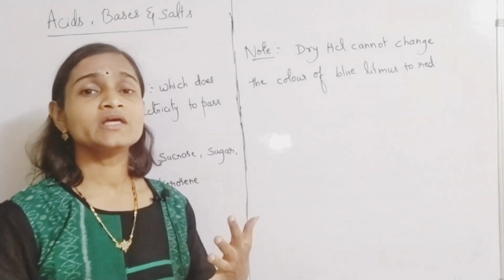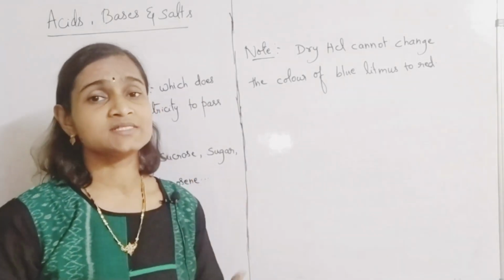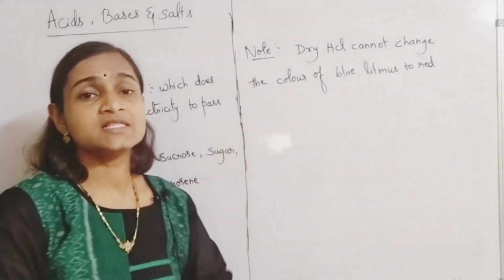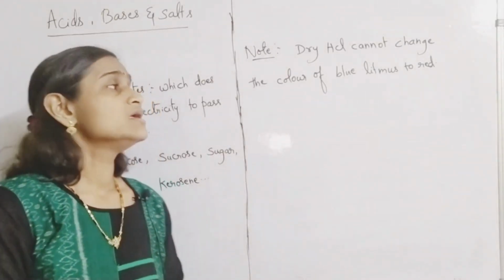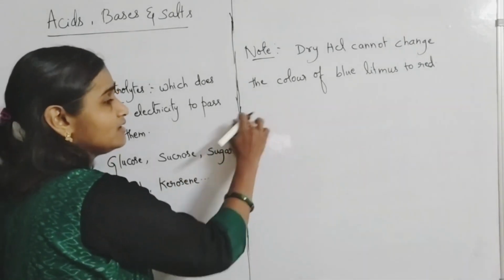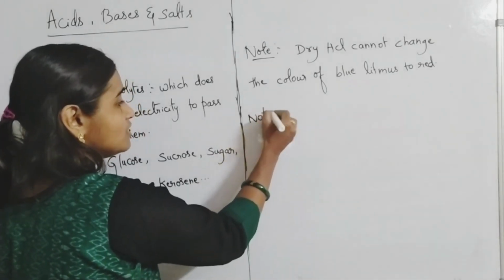That means water molecules play a very important role in the mobility of ions. Please understand the point carefully. So accordingly color changes can be observed. This is also a very important note point which you have to remember. Dear children, you all have learned about electricity. And one more note point I would like to give for you.